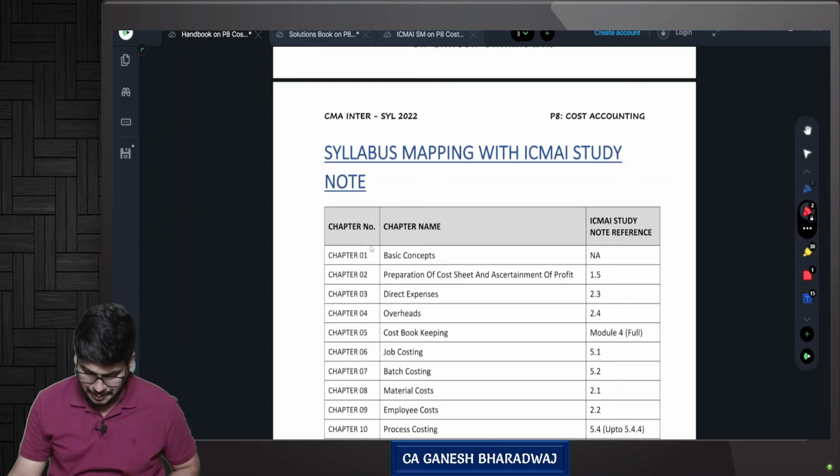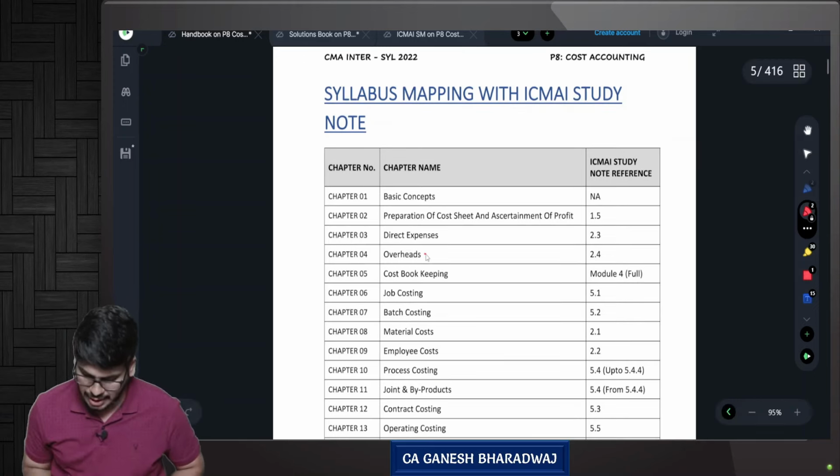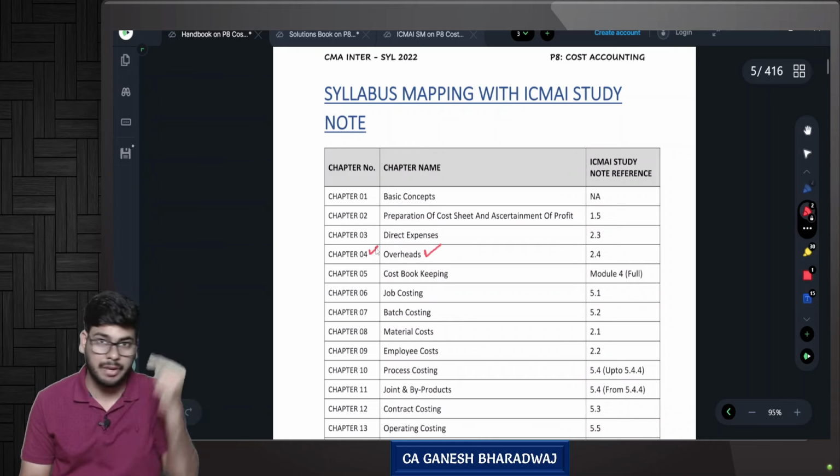For example, take this overheads chapter. There is a chapter called overheads. This chapter you can find in chapter 4 if you are referring to our handbook.